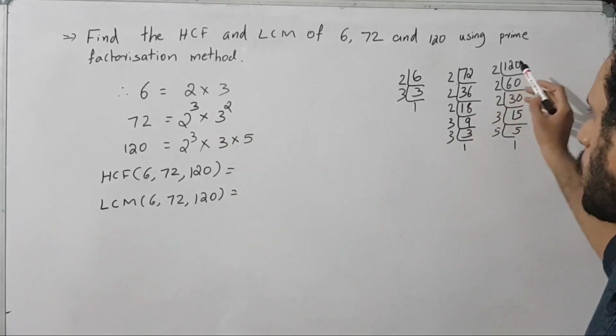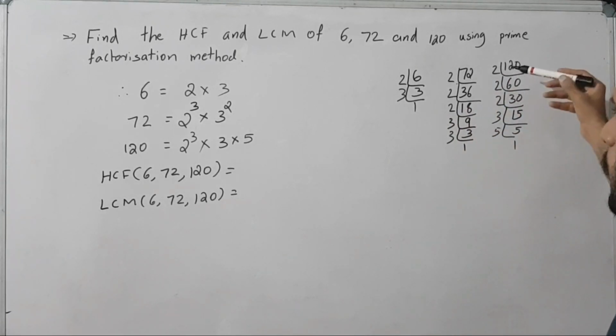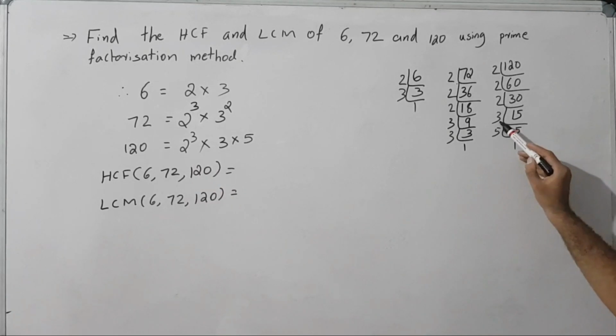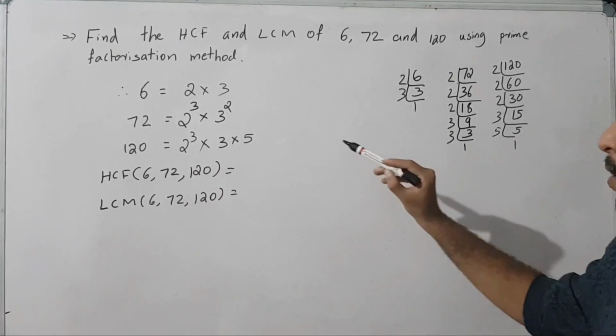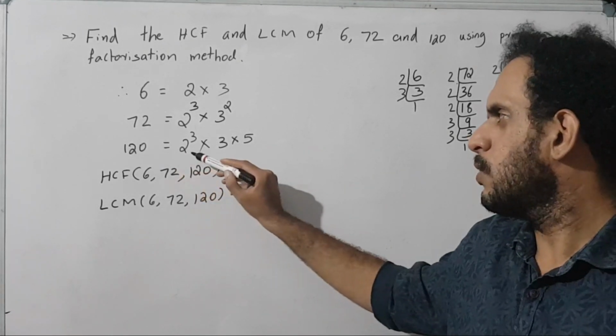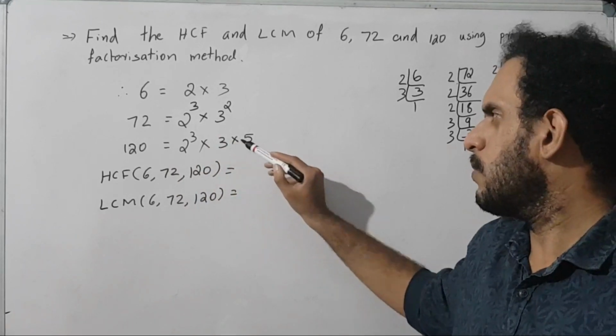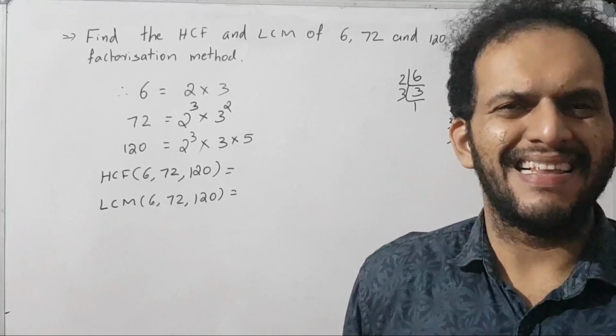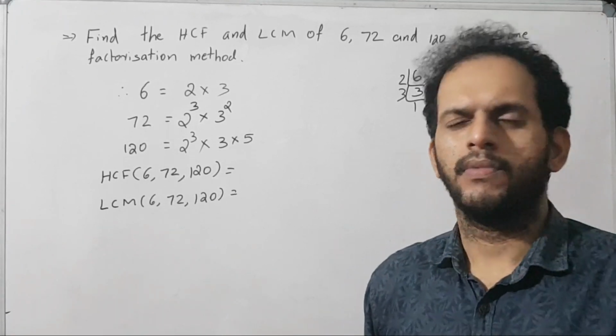Then 72 is equal to 2 cube into 3 square, okay? Then 120 is equal to 2 raised to 3 into 3 into 5. So 120 is equal to 2 cube into 3 into 5. So next we want to find the LCM and HCF, correct?